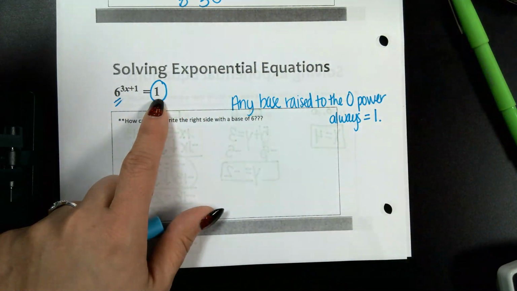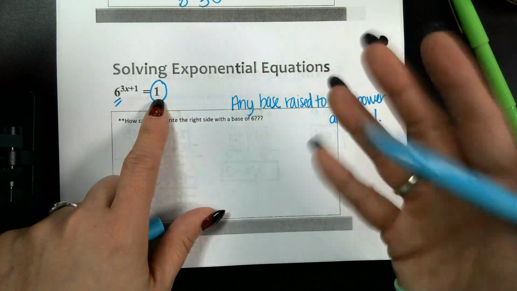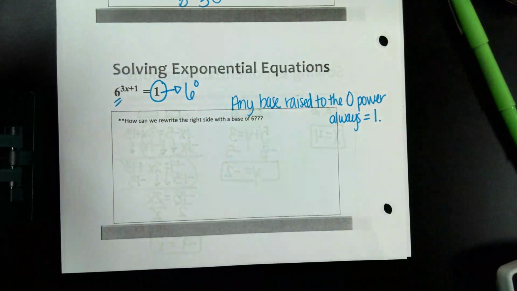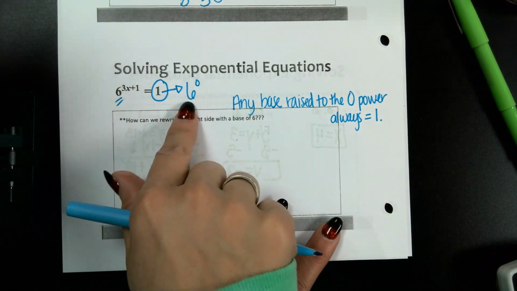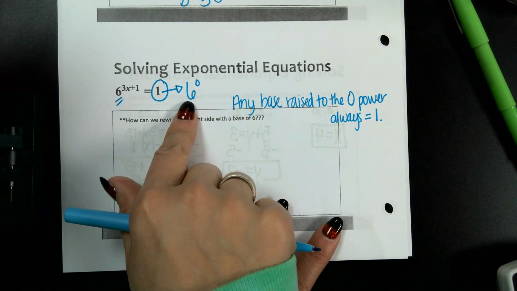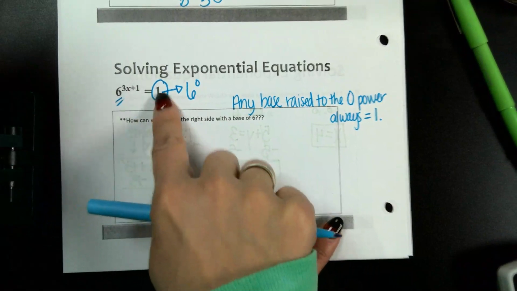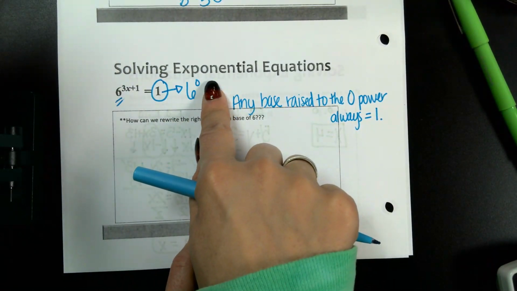If I can change it to any base I want as long as my exponent's 0, then it would just make sense to change this to 6 to the 0 power. Now if this base had been a 10, I would have made this one 10 to the 0. So if you guys ever see a 1, you are always going to change it to this base raised to the 0 power.